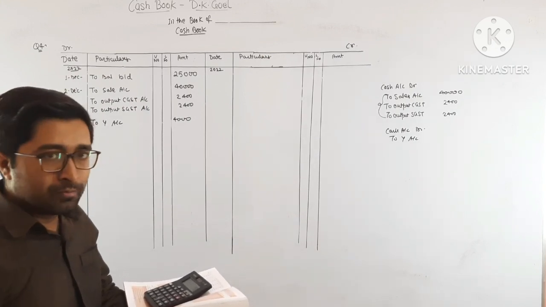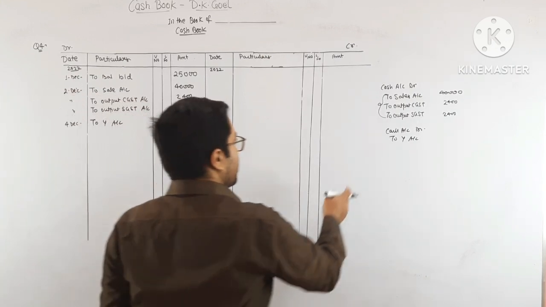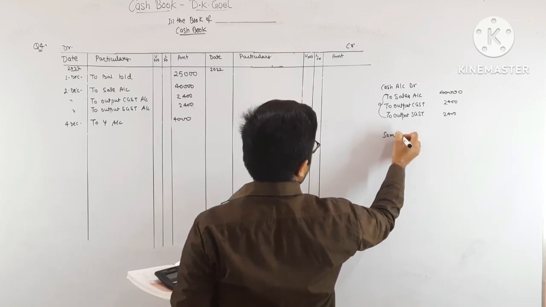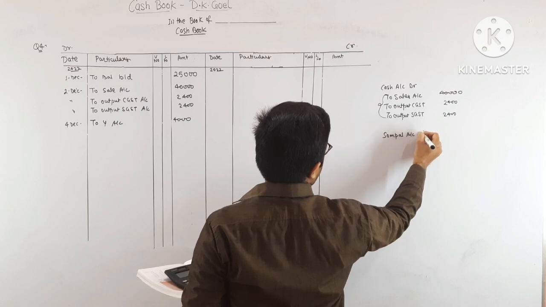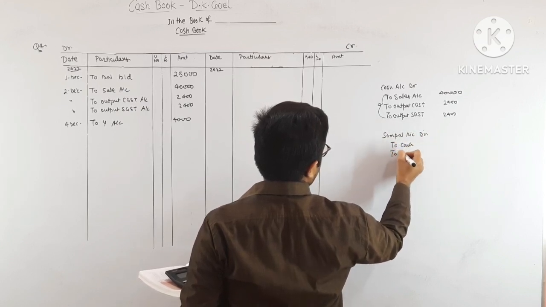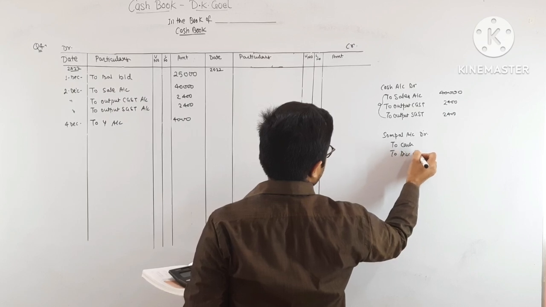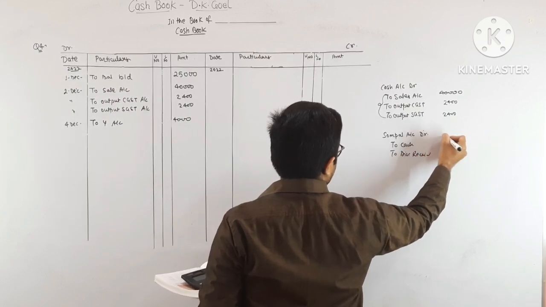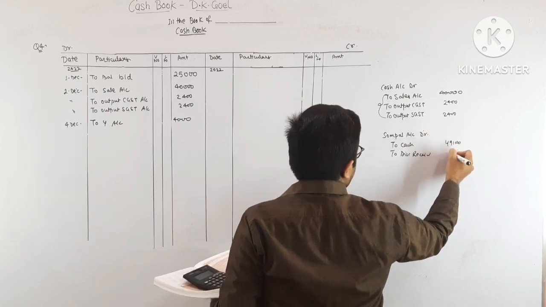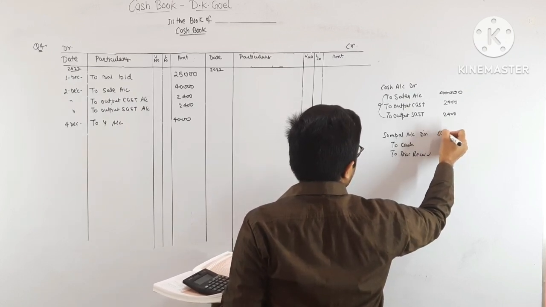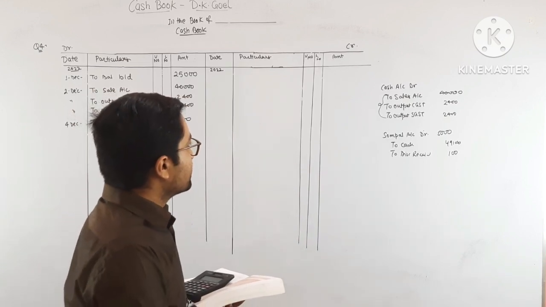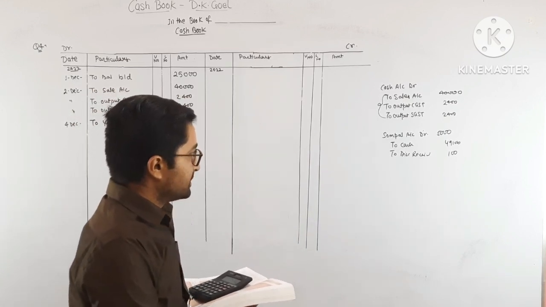Now paid to Sompal and discount received is 100 rupees. We paid to Sompal. So the entry will be what? Sompal account debit to cash to discount received. ओके, सोमपाल को हम कितना कैश दे रहे हैं? 4,900 एंड 100 रुपीज का डिस्काउंट. सोमपाल अकाउंट विल बी डेबिटेड बाय 5,000. क्लियर है?